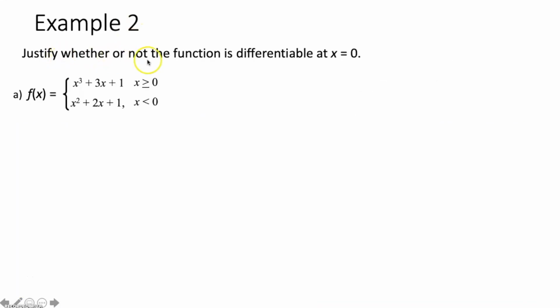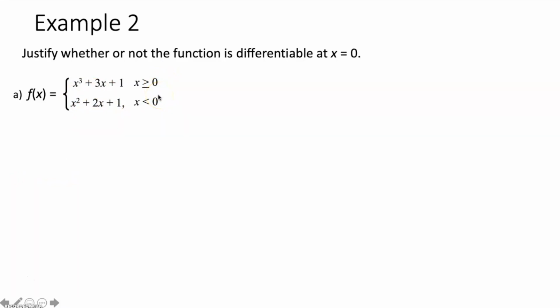Now, example 2 says justify whether or not the function is differentiable at x is equal to 0. So here we have a piecewise function that breaks up at x is equal to 0. We know that the function is going to have a discontinuity if, when you plug in x is equal to 0 for both of these, they don't have the same y value. That means there would be a jump discontinuity. So the first thing we do is plug in 0 for each of these x's. If I do that up here, I get a y value of 1 at x is equal to 0. If I do that down here, I get a y value of 1 at x is equal to 0, which means both parts of the piecewise function meet up at the same y value at x is equal to 0. Therefore, the function is continuous.